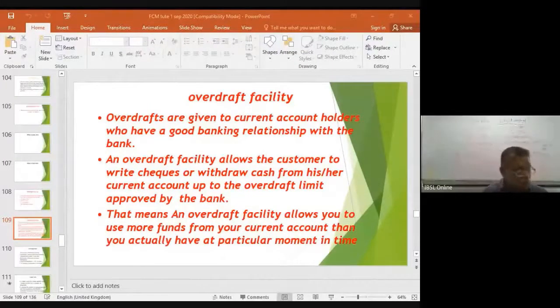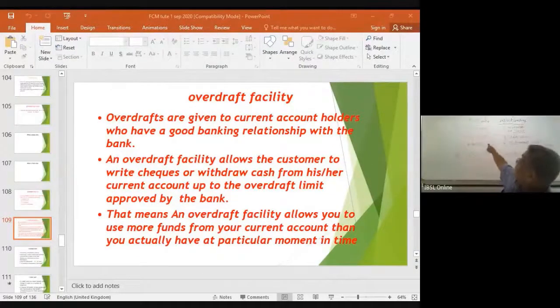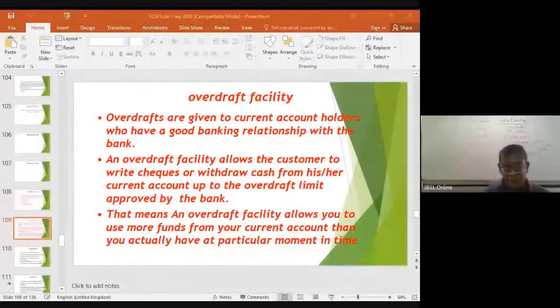So you know what overdraft is. Now can you apply this to our normal format? What are the benefits, what are the advantages, what are the features, the risks? Benefits to the customer, benefits to the bank, and then the next one is the risk to the customer and risk to the bank.